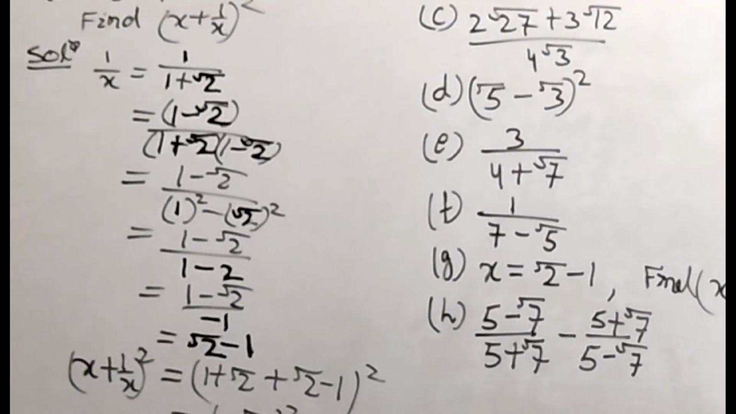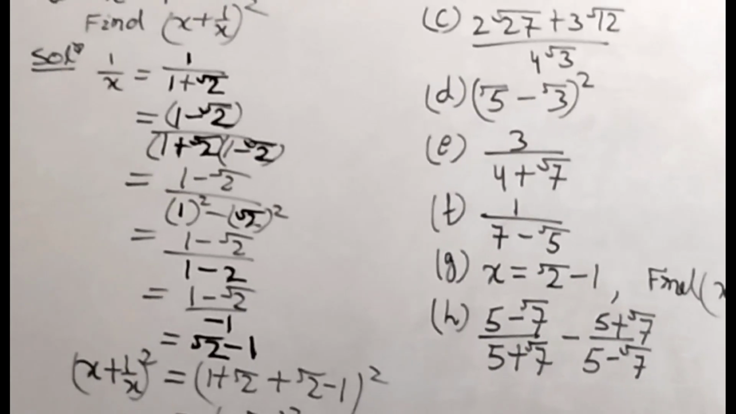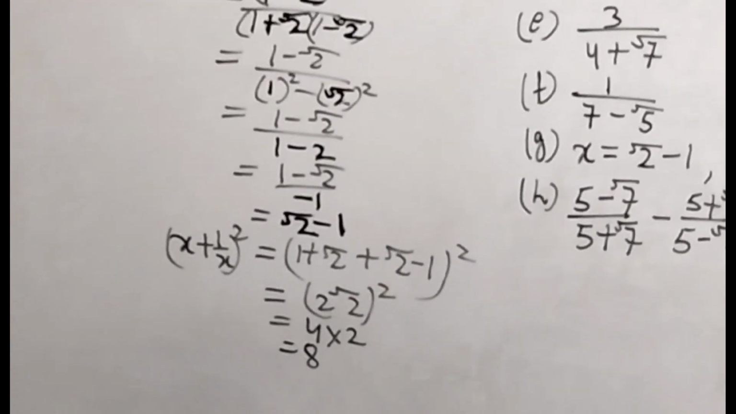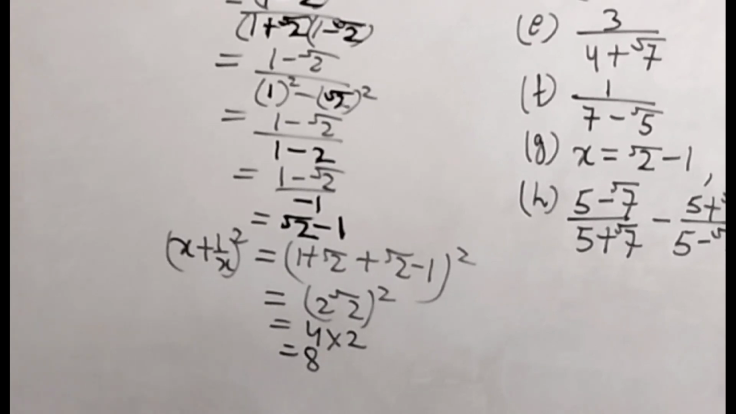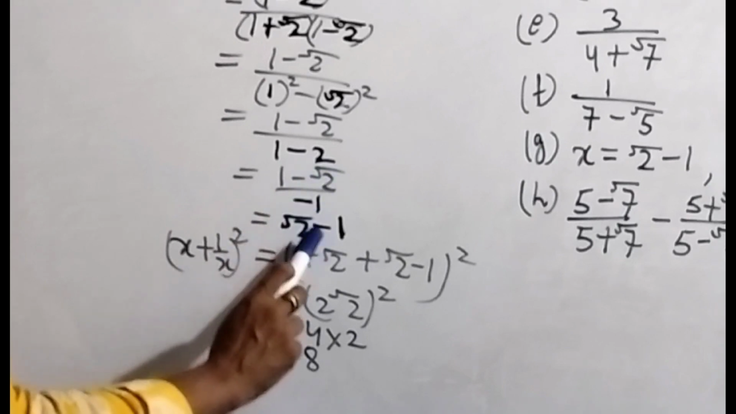Now this is your 1 minus root 2 by minus 1. Now if you multiply by minus 1, it will be how much? Multiply numerator with minus 1, that is your root 2 minus 1.